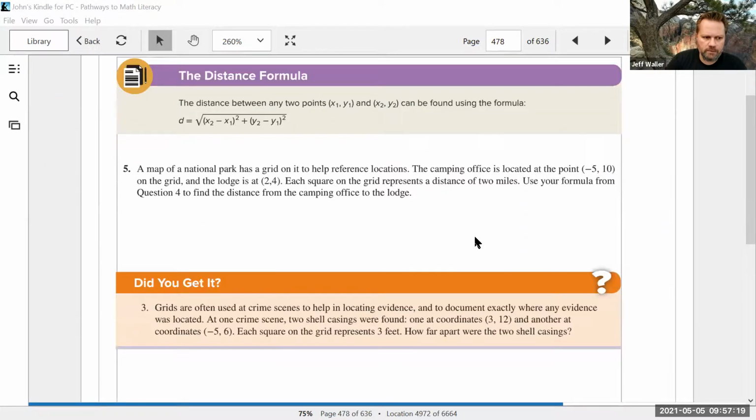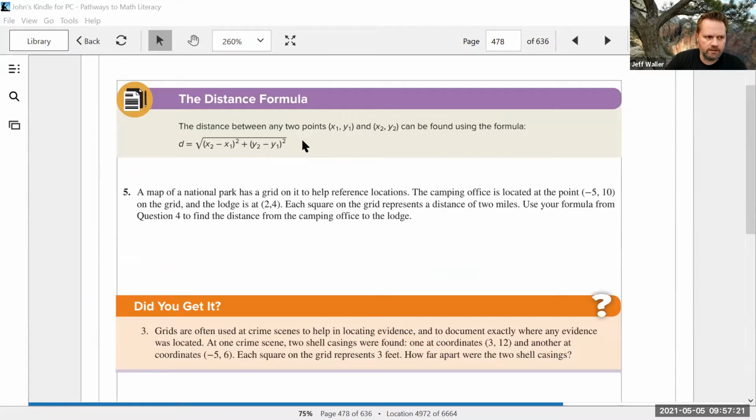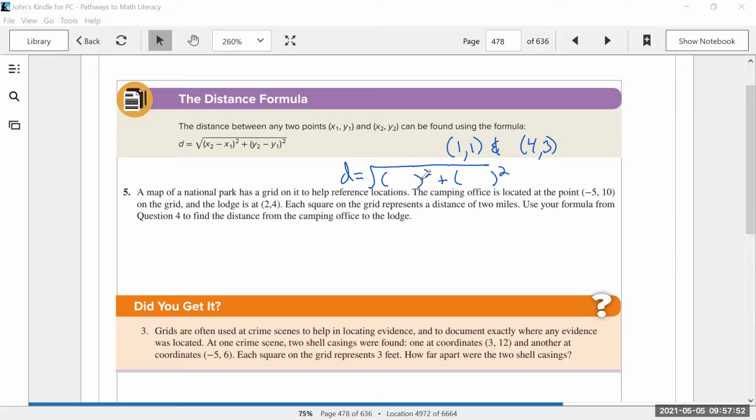Give it to me, book. There it is. Look at that. That's what it is. So, for example, and then we'll call it a day. Let's say I have the points 1, 1, and 4, 3. Why not? Can we figure out the distance between those? Yes, we can. So what do I put in here?